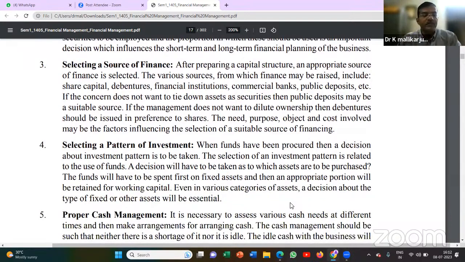And after the source, selecting a pattern of investment, where to invest, right? And how much amount is going to be invested. So what is the firm? How much amount is going to be invested in fixed assets? How much amount is going to be allocated for working capital purposes? If you invest an appropriate amount in fixed assets, it will be possible for the company to grow. Some companies require huge working capital but limited fixed assets. Some companies require a huge amount of fixed assets and a limited amount of working capital.